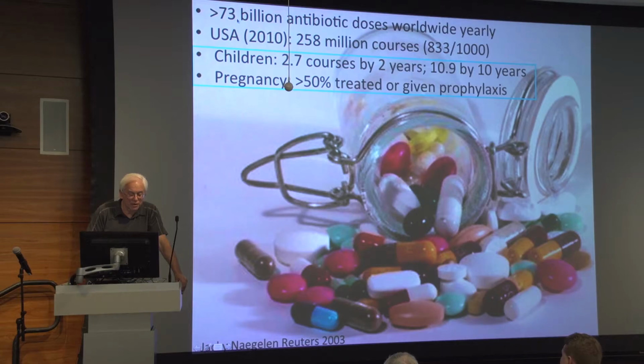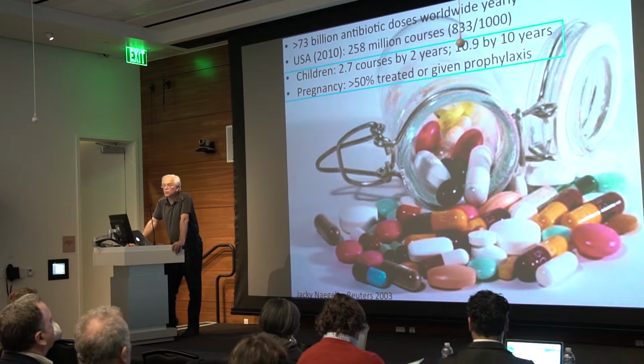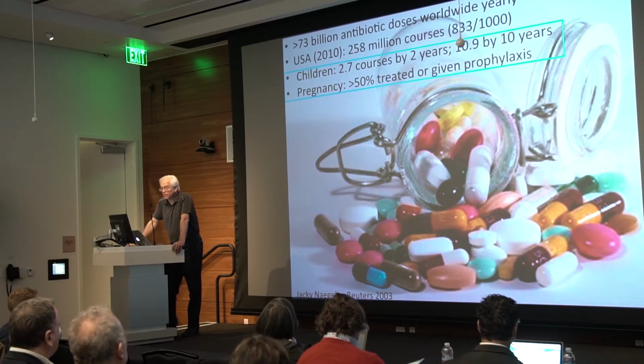WHO estimates in a recent year that there were 73 billion antibiotic doses yearly worldwide. That's 10 doses of antibiotics for every man, woman, and child on Earth, and the numbers are increasing. In the United States, in 2010, the CDC counted 258 million courses of antibiotics. That's 833 courses per 1,000 population. 5 courses for every 6 people.